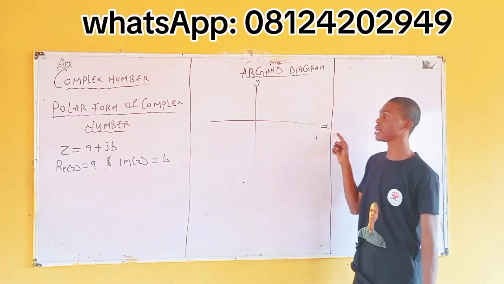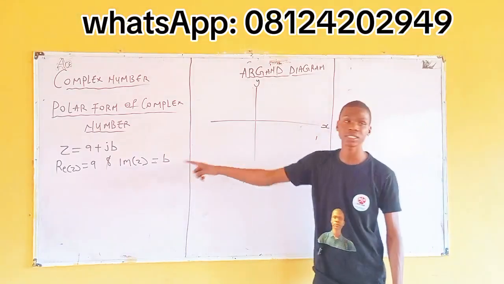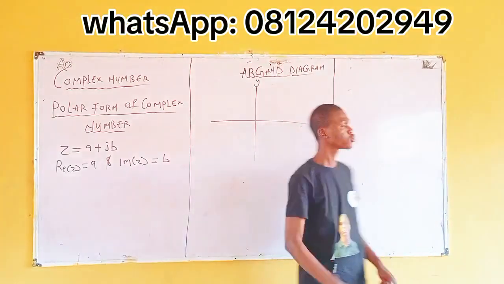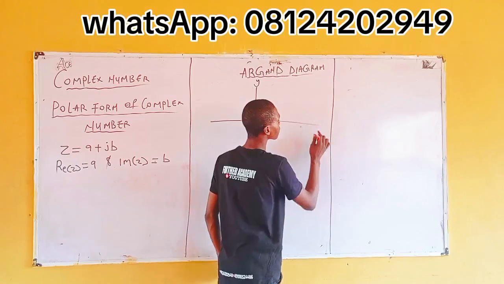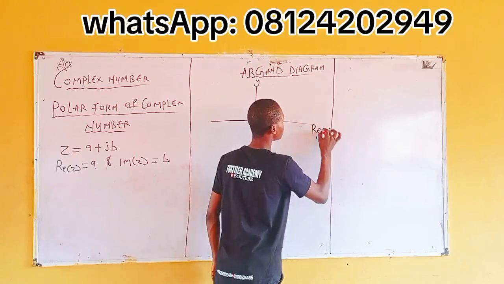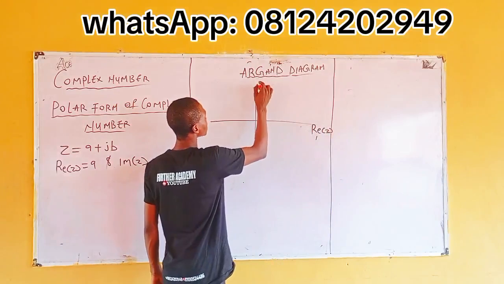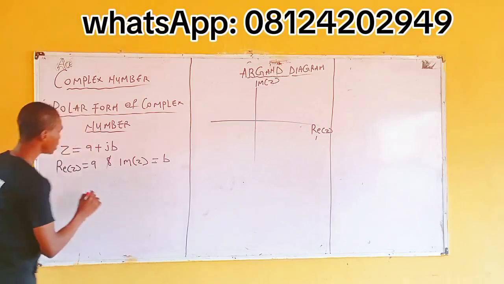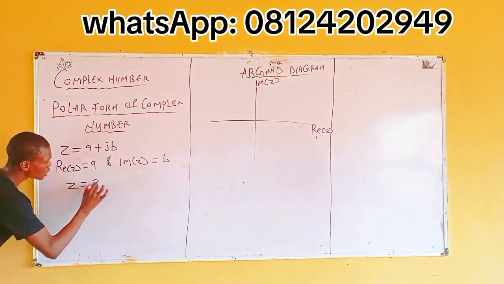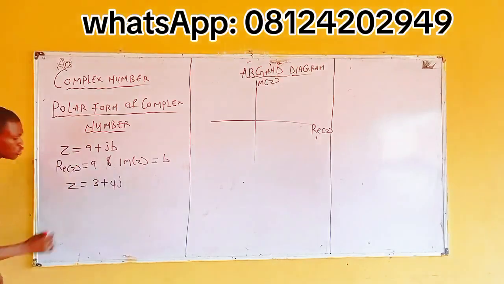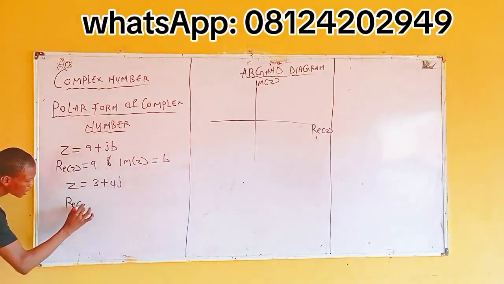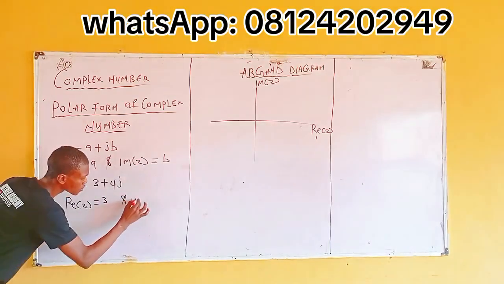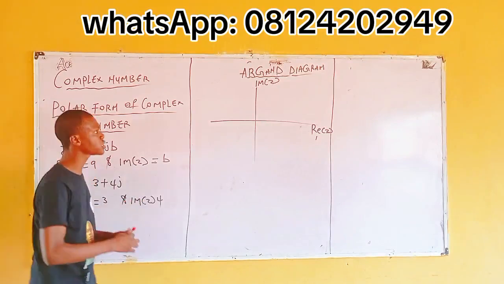The x-axis takes the real part of z, and y takes the imaginary part of z. So in place of this x, what do you have? Real part of z. For the y-axis, what do you have? Imaginary part of z. Meaning, given that z is equal to 3 plus 4j, your real part of z for this is what? 3. Is that correct? And your imaginary part is what? 4.